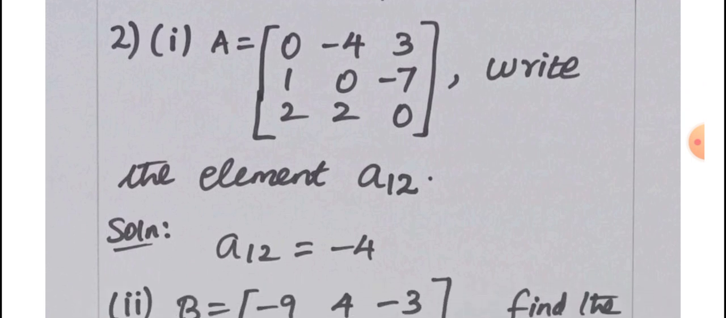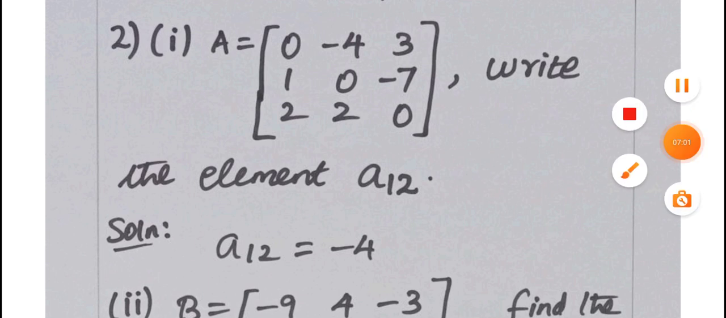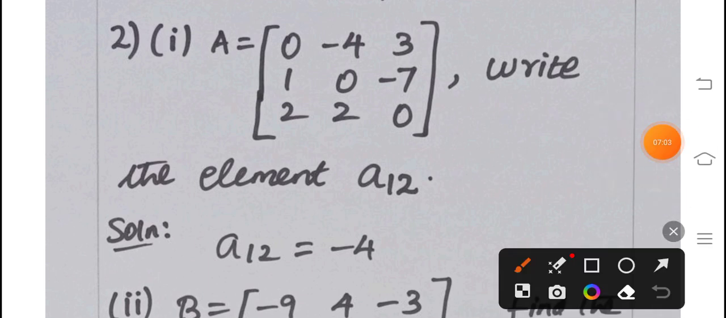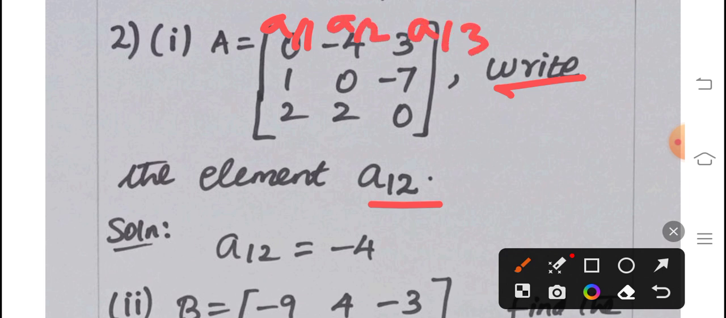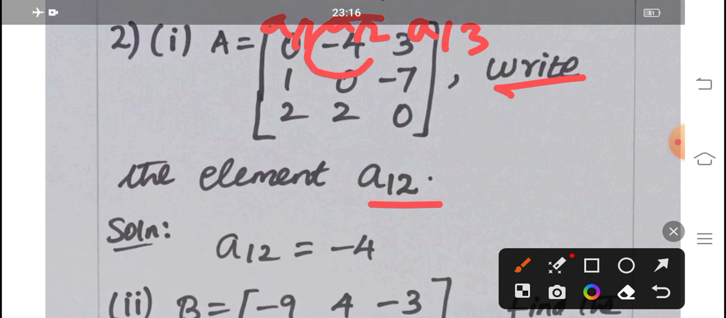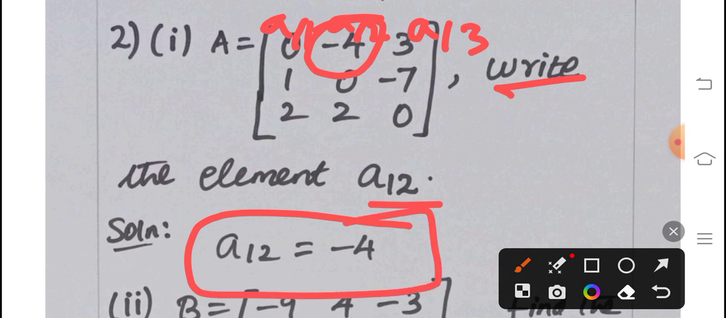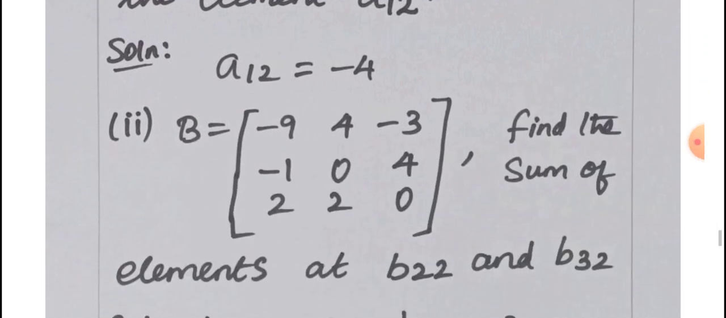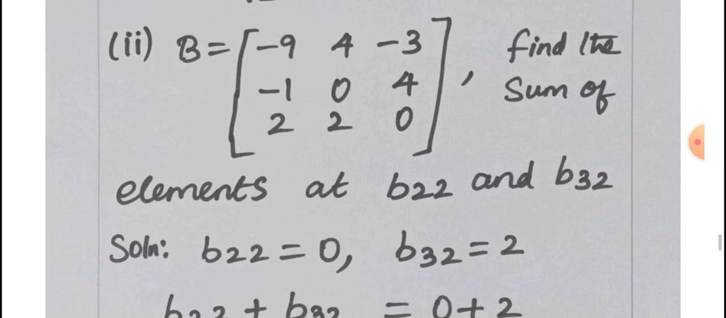So now I'm going for the second question. First subdivision, they are asking us, A matrix they have given, write the element of A12. A12 is first row second column. This is A11 first row first column, A12 first row second column, A13 first row third column, like that. So A12 will be first row second column, it will be -4. Clear?